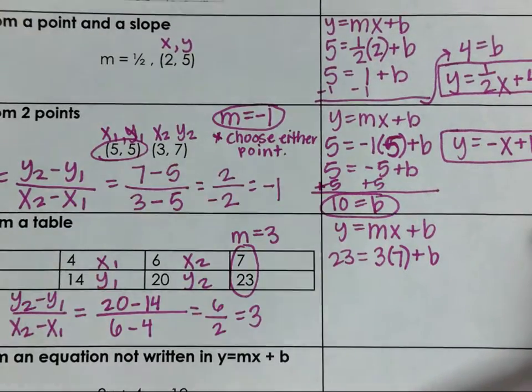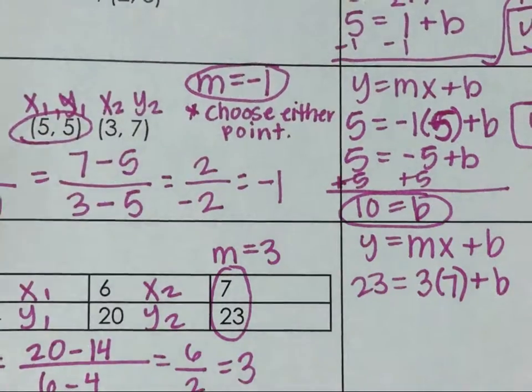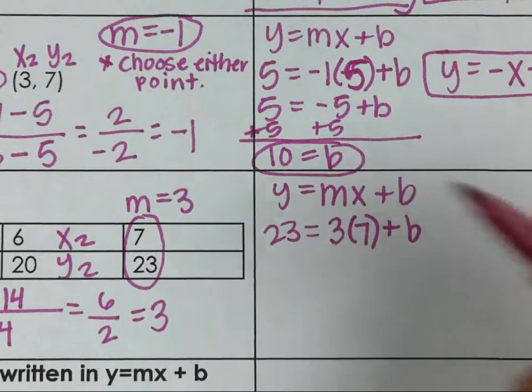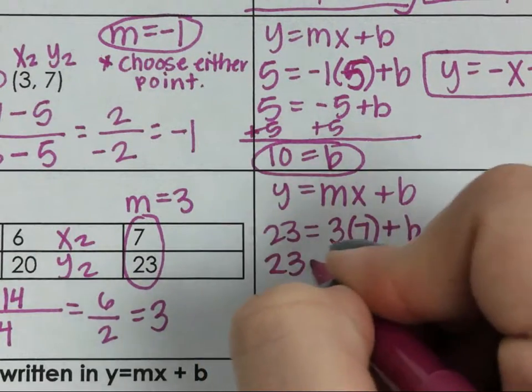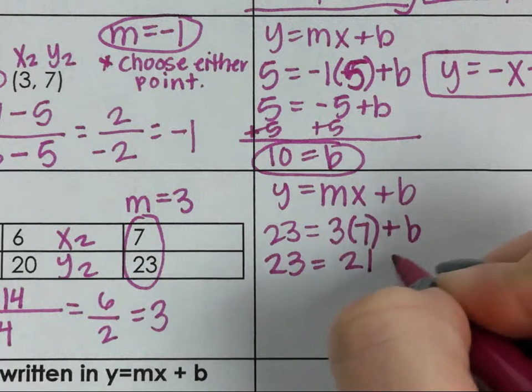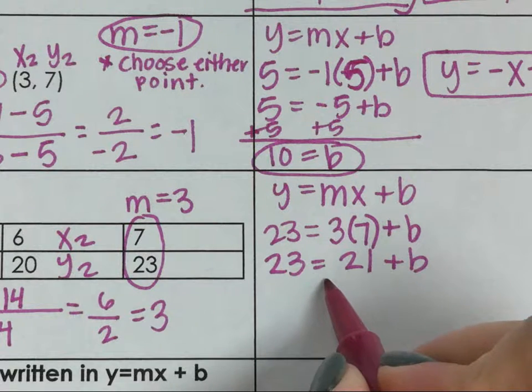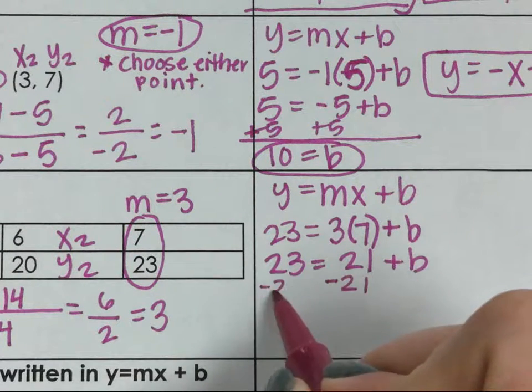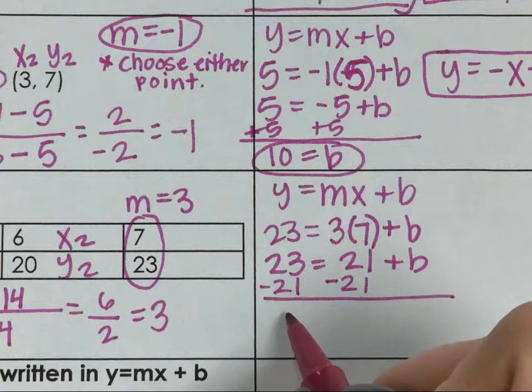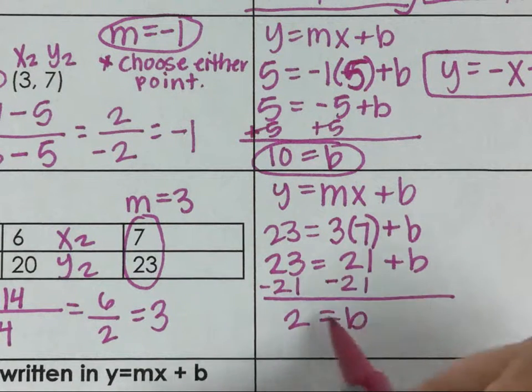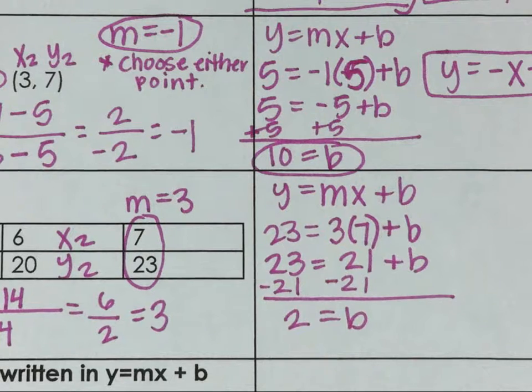Now I need to simplify. Let me zoom in a little bit. So I have 23 equals 21 plus b. So now I need to solve for b. Subtract 21 from both sides. And b is equal to what? 2. Alright, so my y-intercept is 2.